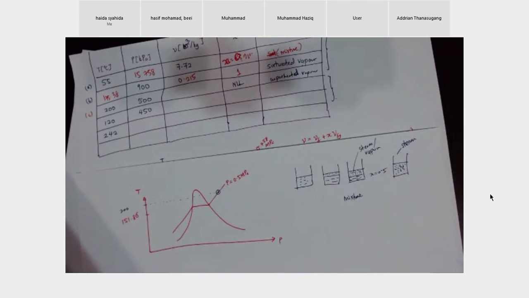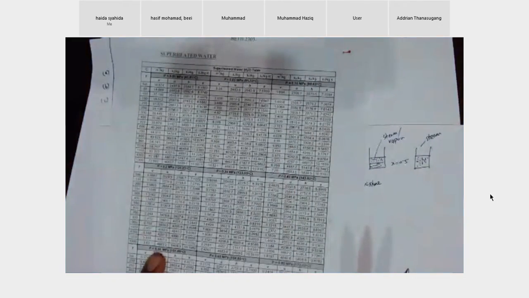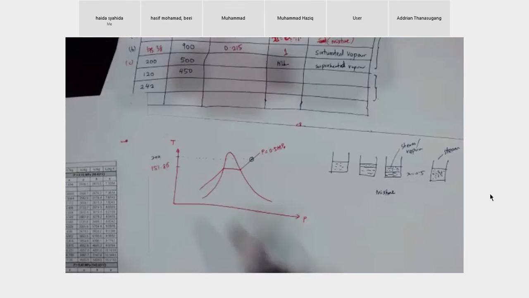Sekejap, aku pun cari table aku, mana table aku. Okay, so table C 0.5. So kita tengok atas ni lah. 0.05, 0.1, 0.4, 0.5. 0.5 megapascal. Right? 0.5 megapascal. So saturated is 1.1486. So that's why graph kita tadi 1.16 is around this line.